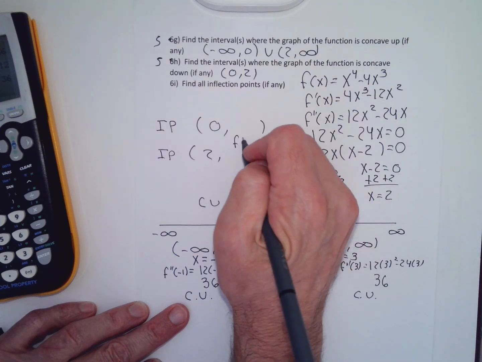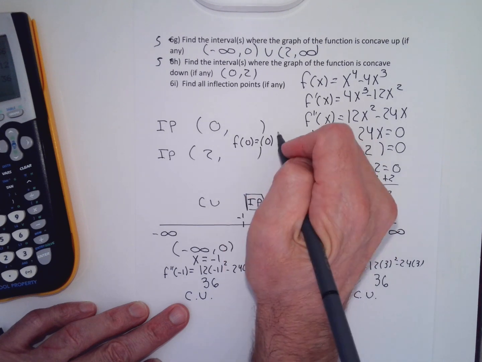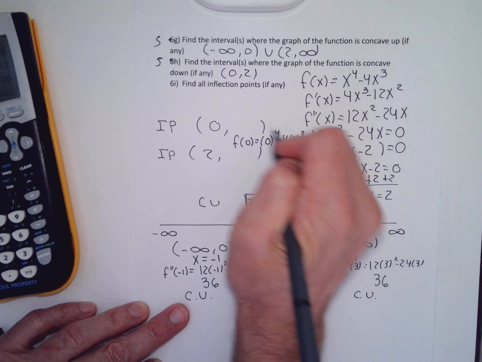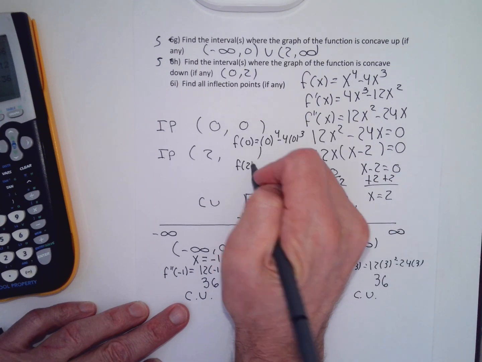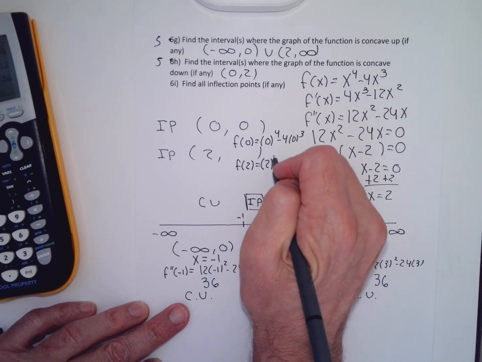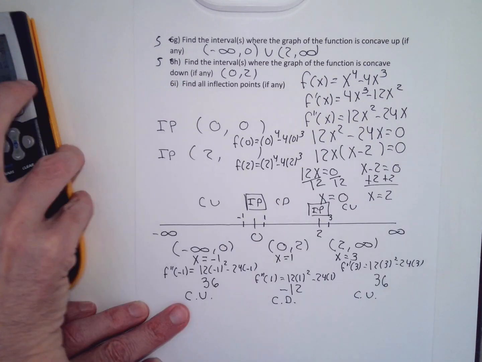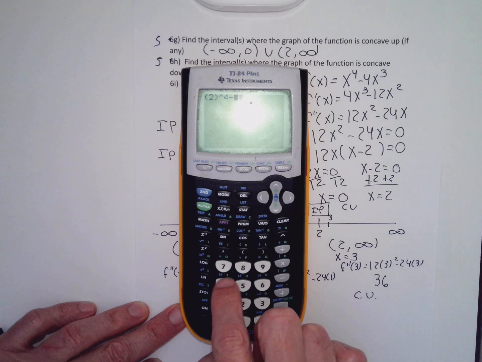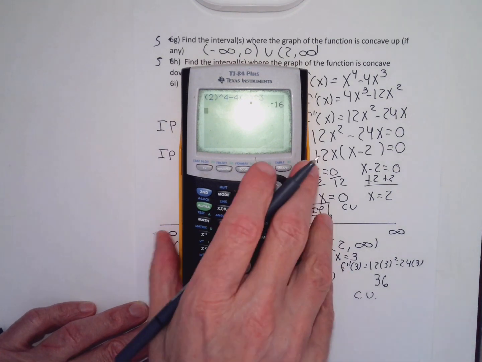So for the 0, I'm going to go 0 to the 4th minus 4 times 0 cubed. That I already did. That's 0. So one of the inflection points is going to be the point we already have marked, the point 0, 0. And then I'm going to do 2 to the 4th minus 4 times 2 cubed. That one I'm not sure on. So 2 to the 4th minus 4 times 2 cubed looks like negative 16.